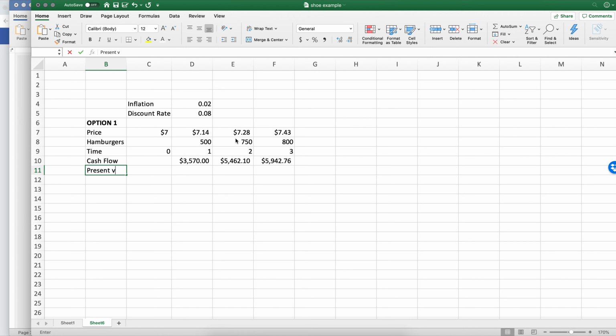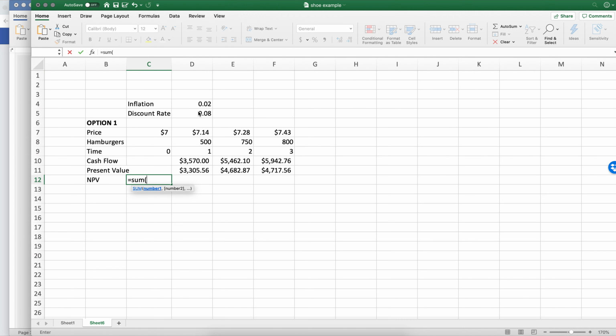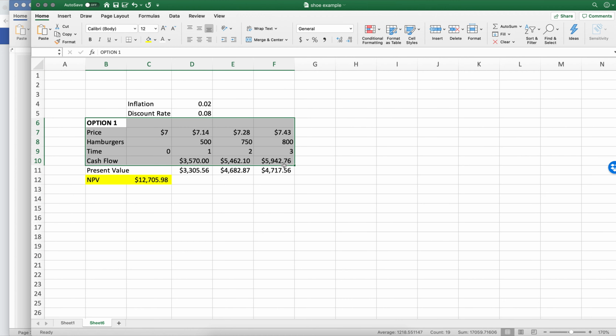The present value of the cash flow is going to be that divided by 1 plus the discount rate to the power of the number of years, just like every other discounting problem that we've ever done. And then the net present value is just going to be the sum of these. Okay, so this is option 1. The net present value of our sales is $12,705.